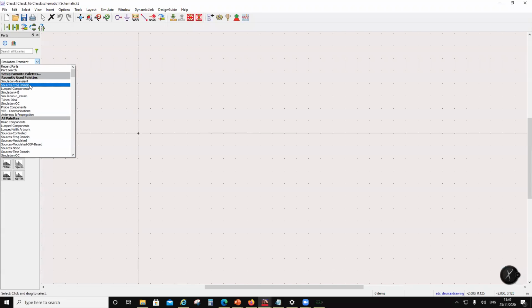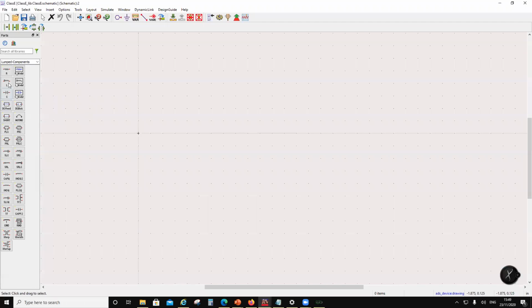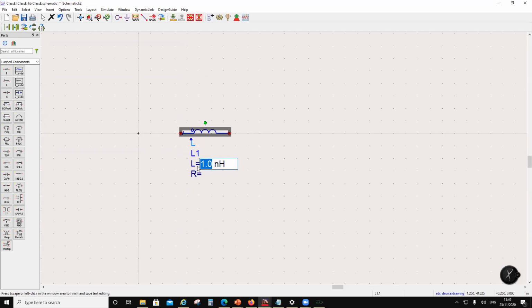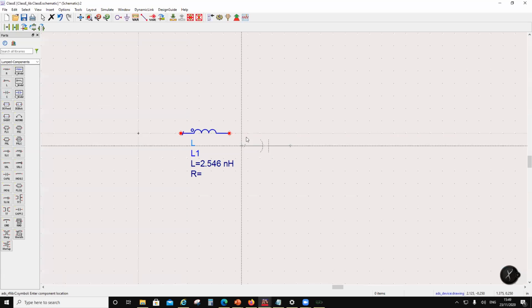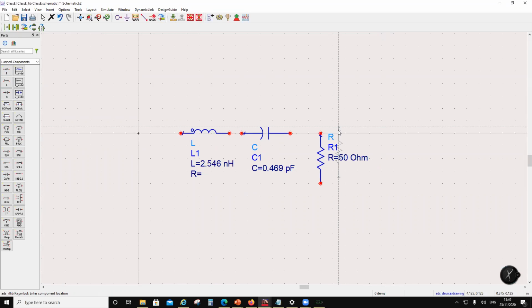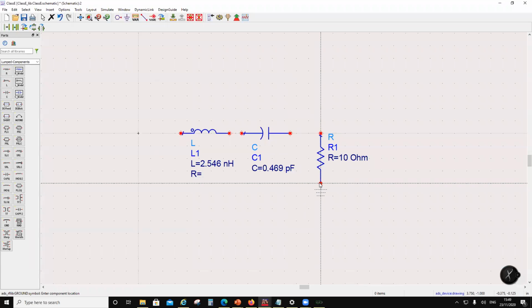Now what I'm going to do is pick up lumped components. So I have an L of 2.546, and then a C of 0.469, correct? And then I have R of 10 ohms. Now, 10 ohms can be transformed using a quarter wave line to 50 ohms or any impedance you like. So I'm not going to worry about this resistance for now.